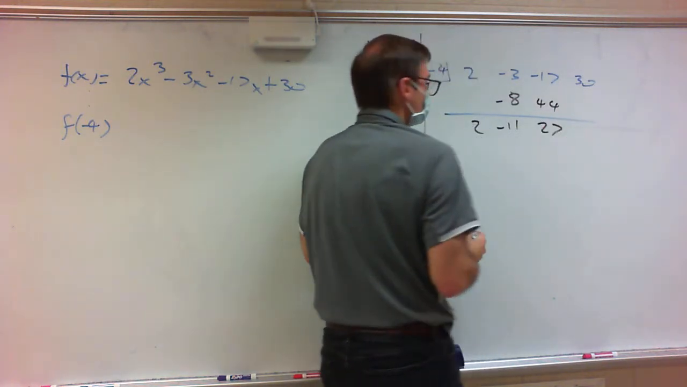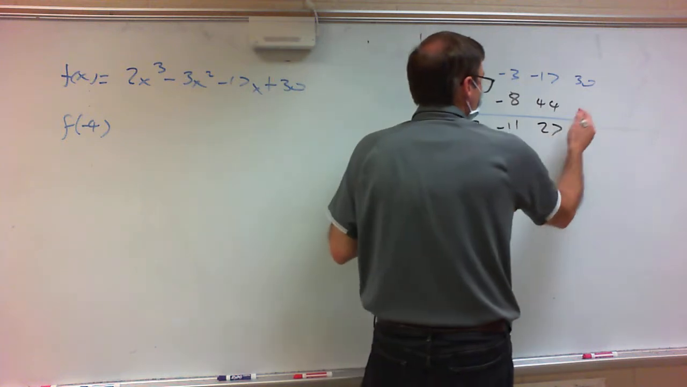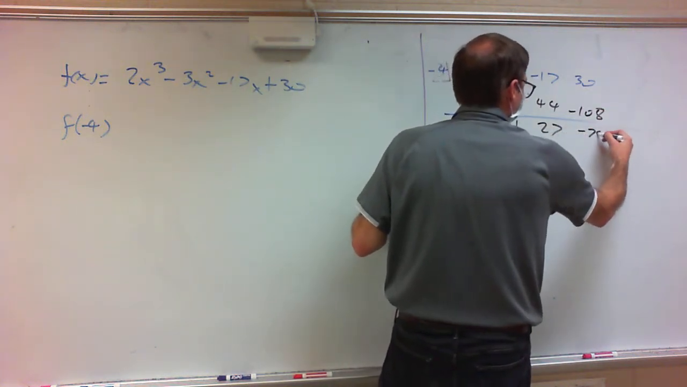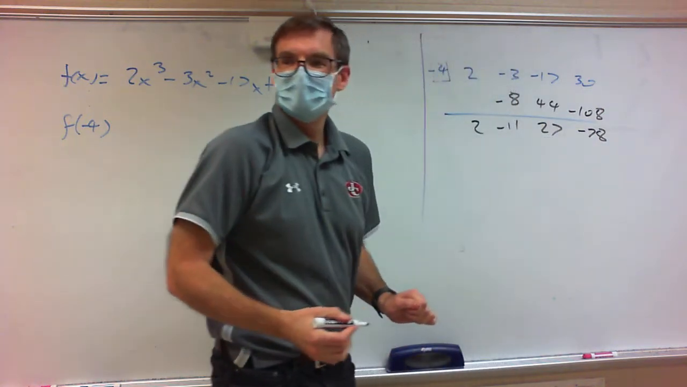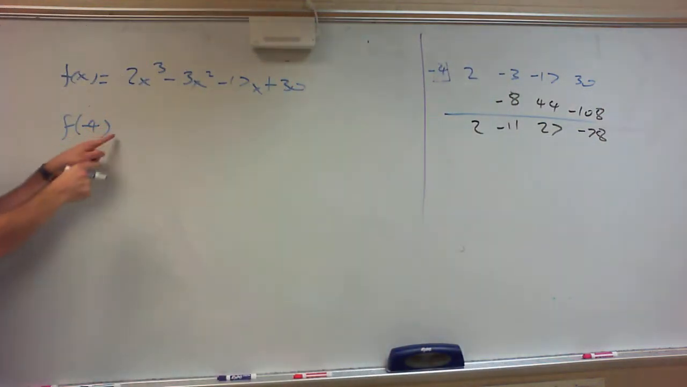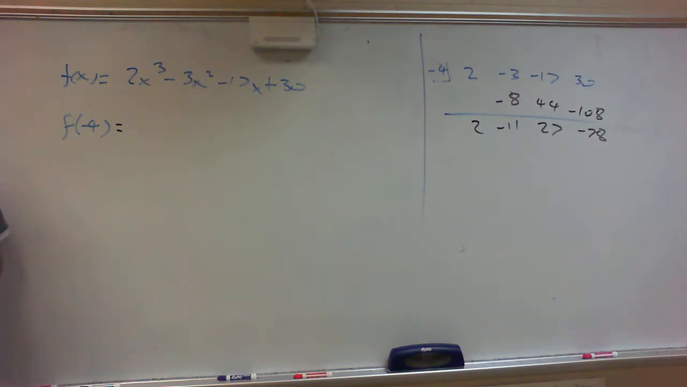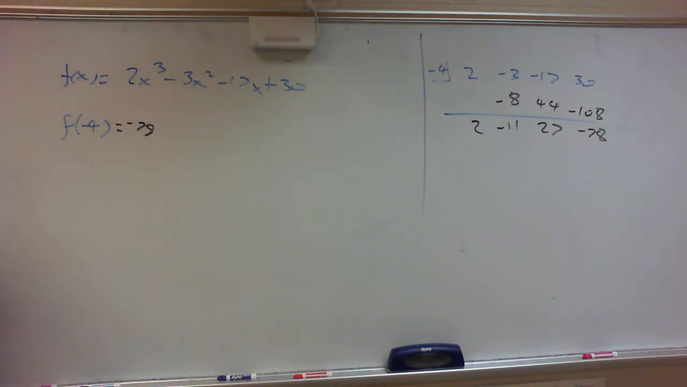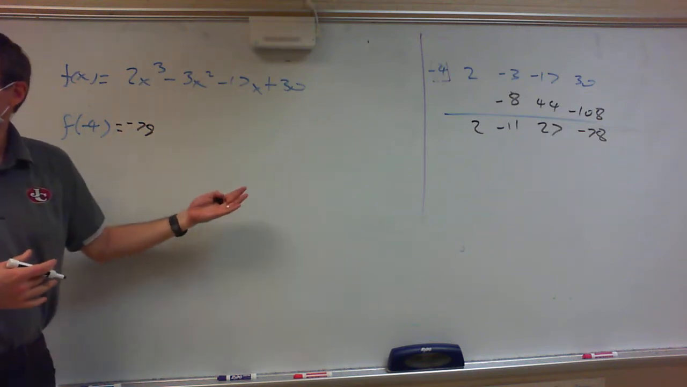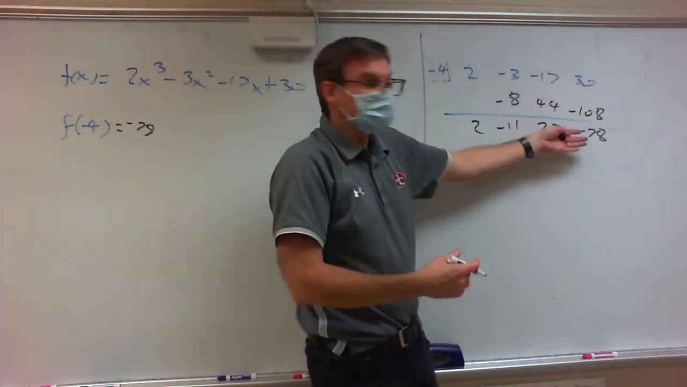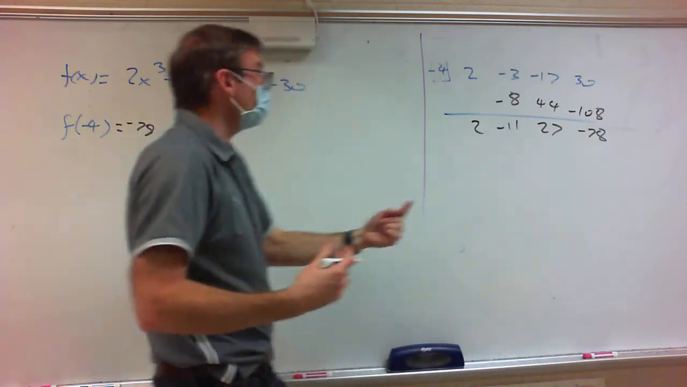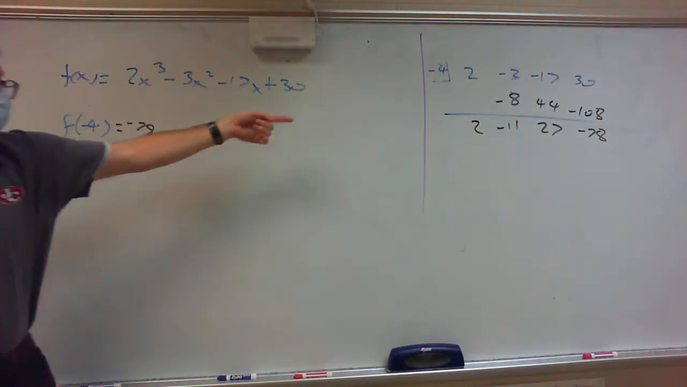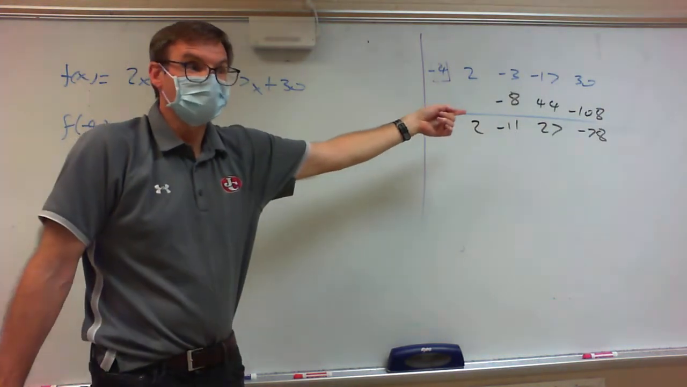It's going to give me 27. This times this gives me negative 108. And so I get negative 78. And so what does that mean? When I plug negative 4 in, what do I get? Negative 78. I get negative 78, right? I mean, that's what this means, right? When you do this, whatever answer you get for your remainder is the same as if you plug negative 4 in. And personally, I'd rather do this with the negative 4, right?